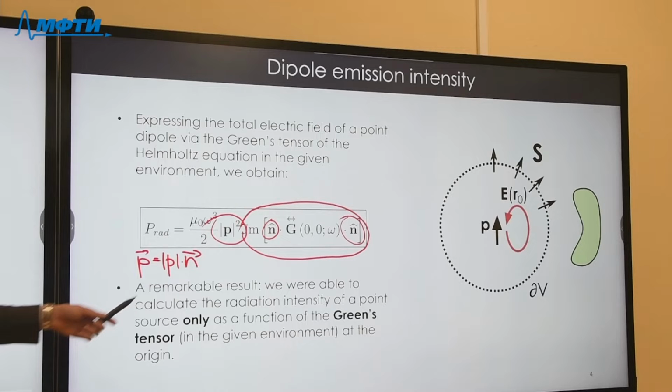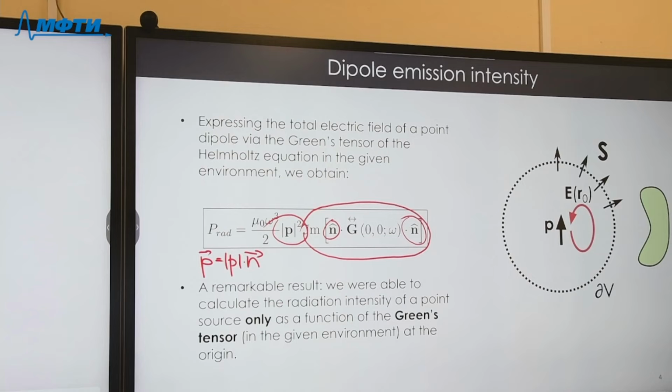So this is a very remarkable result. We were able to calculate the total emission intensity of a source in any environment without actually calculating the fields. We were able to express this quantity only as a function of the Green's tensor at the origin. Which means that once we know the Green's tensor, we can immediately calculate the emission intensity and spontaneous emission decay rate of any dipole.